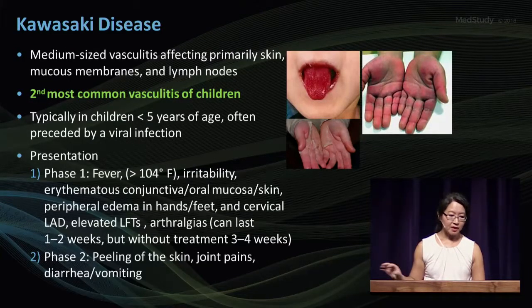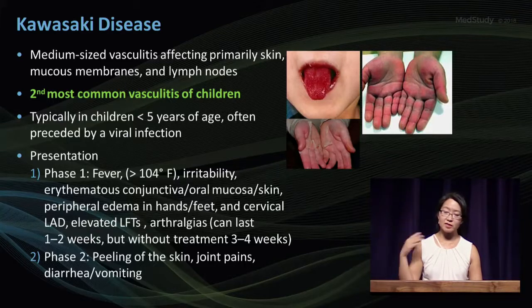Kawasaki's disease. So Kawasaki's disease is the second most common childhood vasculitis. It affects medium-sized vessels, and you can see skin manifestations, mucosal membranes, and these patients can also have lymph node and cardiac involvement. Typically, children present under the age of 5, and it's usually preceded by a viral infection, just like HSP. There's 2 phases to this.